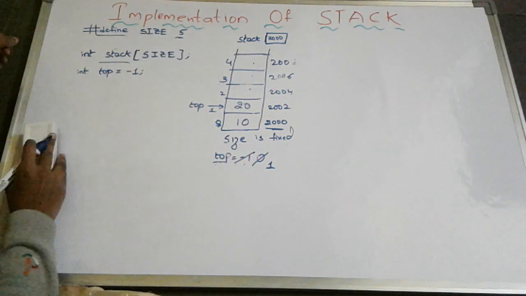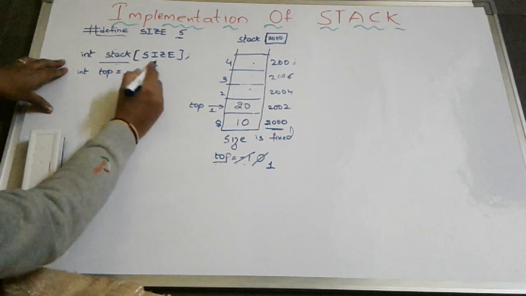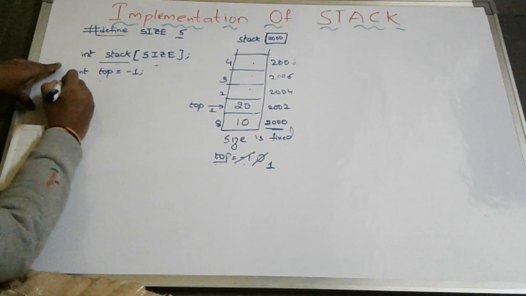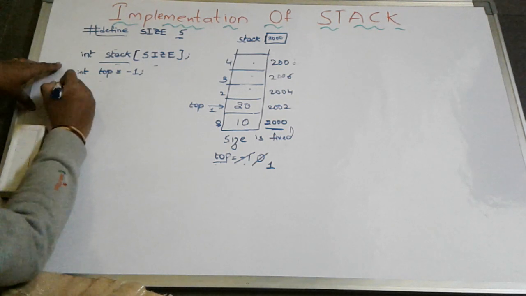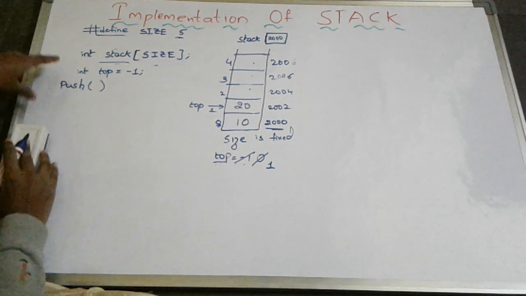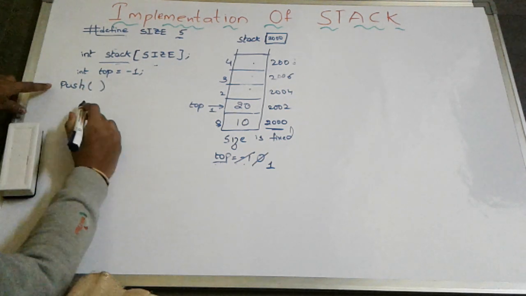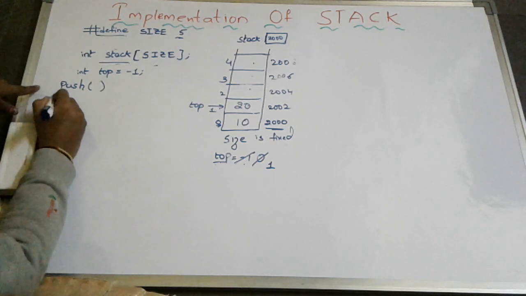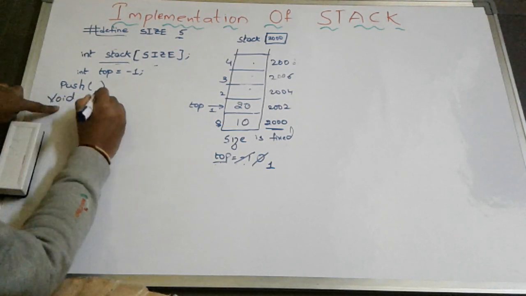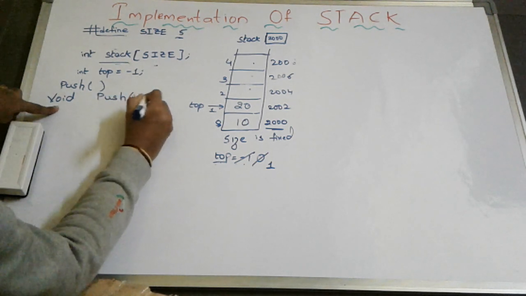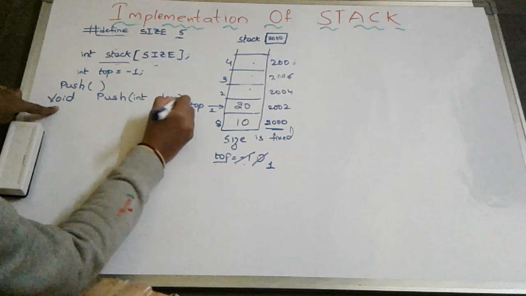Okay, we declared a stack variable and top. Now coming to the push operation. The push operation just takes an element and returns nothing. So it returns nothing, void push, but takes an element, right? So int element.